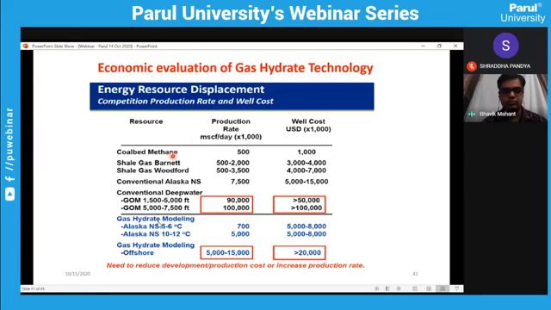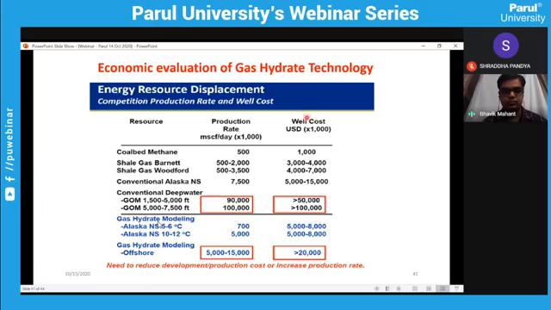You all know that coal bed methane is there. What is the production rate of it? This is 500 MSCF, million standard cubic feet per day. For shale gas it is 500 to 3,500. For conventional gas and oil, which we use now, it is 90,000 to 1 lakh. If we develop gas hydrate modeling offshore, then it goes to 5,000 to 15,000. We will extract 5,000 MSCF per day to 15,000 MSCF per day of natural gas if we go for gas hydrate modeling.